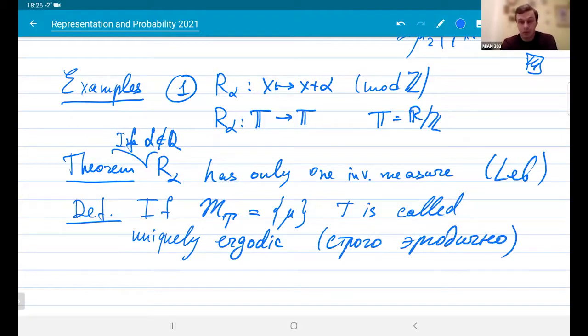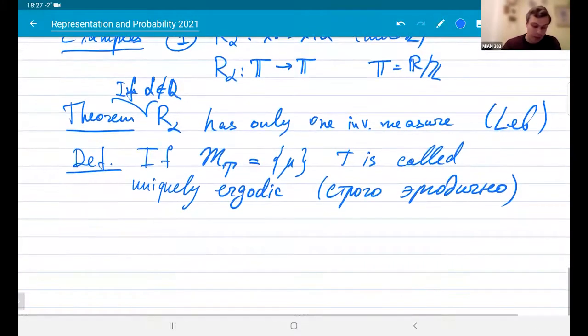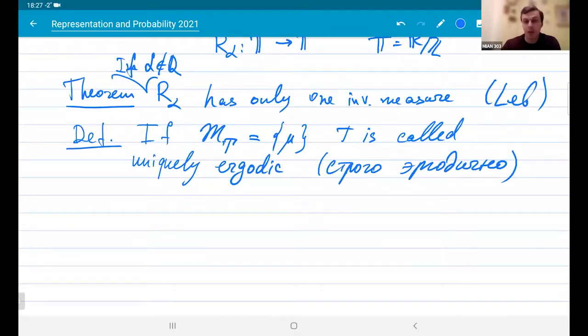So, of course, this unique measure is ergodic by our theorem on extreme points, because if you have the set of one point, then this point is extreme. But in fact, you can prove it independently. And what is more interesting is the following. So in our situation, when our map is on a topological or even metric space, we can consider, for example, bounded continuous functions.